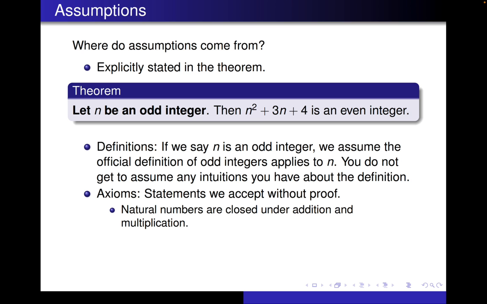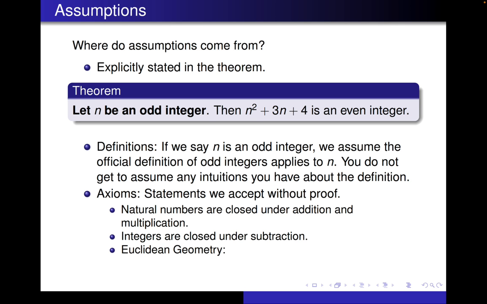We didn't assume that, or we didn't prove that, right? We believe it very strongly. It's baked into how we construct natural numbers, but we are actually assuming that as an axiom. And similarly, we're assuming that integers are closed under subtraction. Again, we never proved that, but we are assuming it for the purpose of proving our theorems.